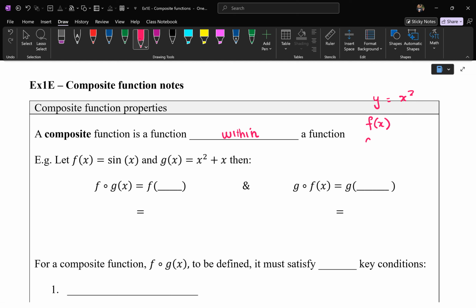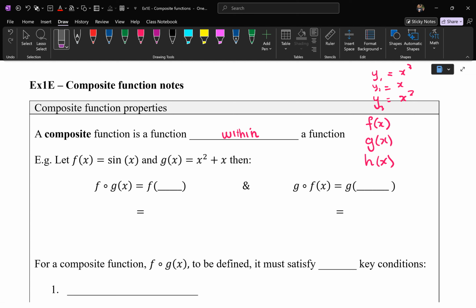I could have another function called g, and it's still in terms of x, or another function h, and it's still in terms of x. Back in junior, in year 9, you would have done y1, y2, y3, as an example. But that subscript is what we're moving away from, and we're using function notation. So, what's a function within a function?